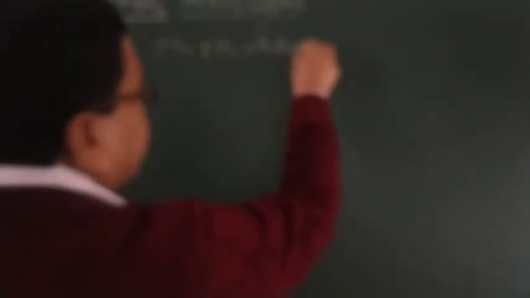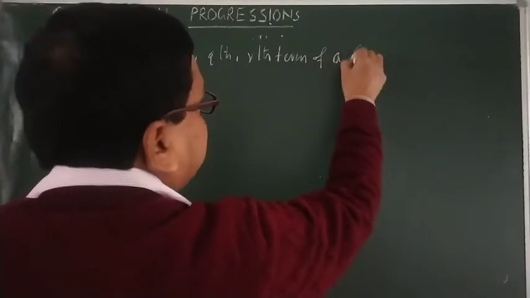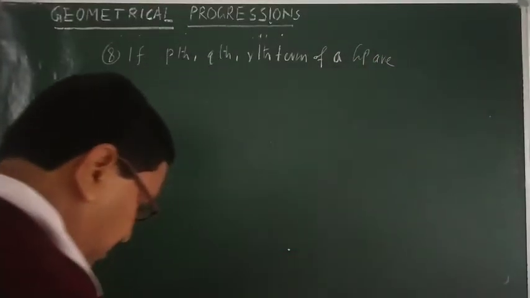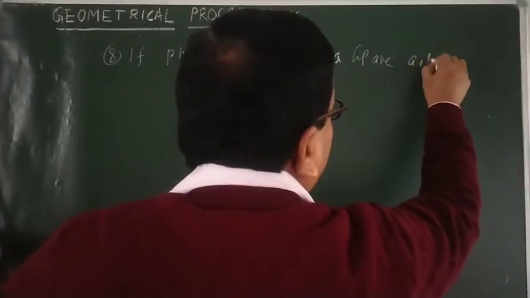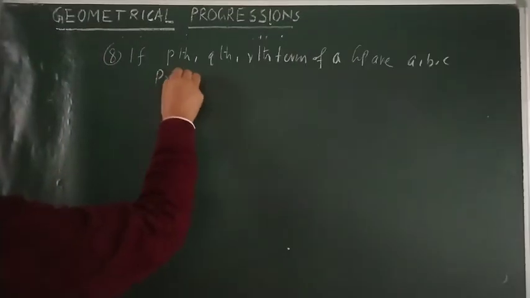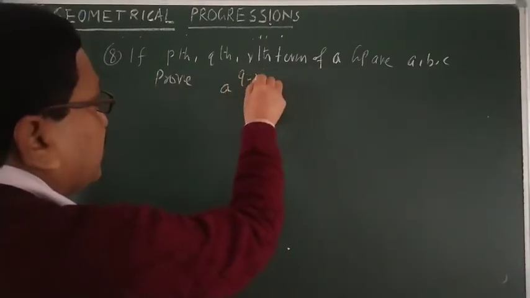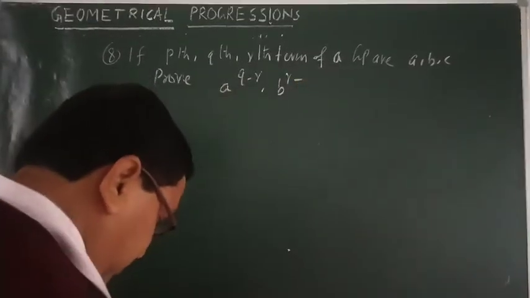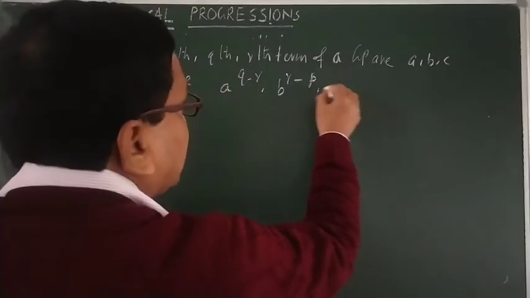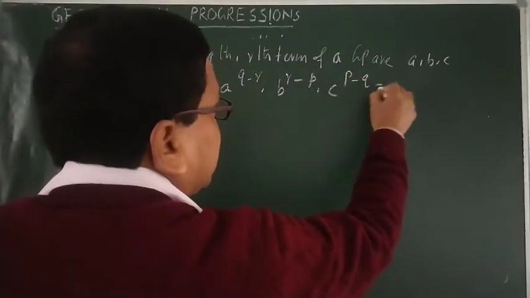Now again moving towards the 8th question. If the pth, qth, rth terms of a GP are a, b, c, prove that a to the power q minus r, b to the power r minus p, c to the power p minus q is equal to 1.